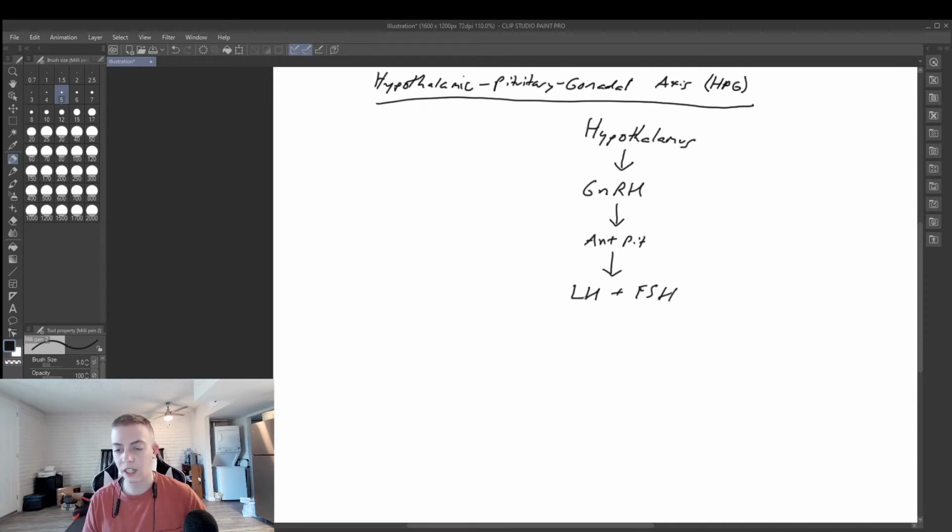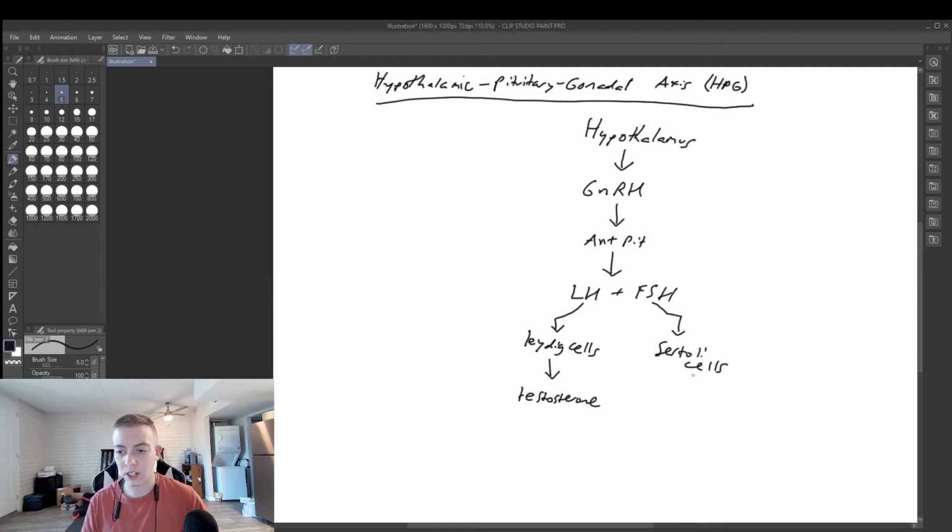If you remember previously, the LH is going to act on a cell type that we have seen in videos a long time ago called the Leydig cells. If you remember, Leydig cells produce testosterone. So we're going to have testosterone. And FSH stimulates the Sertoli cells. And it's not going to produce MIF.